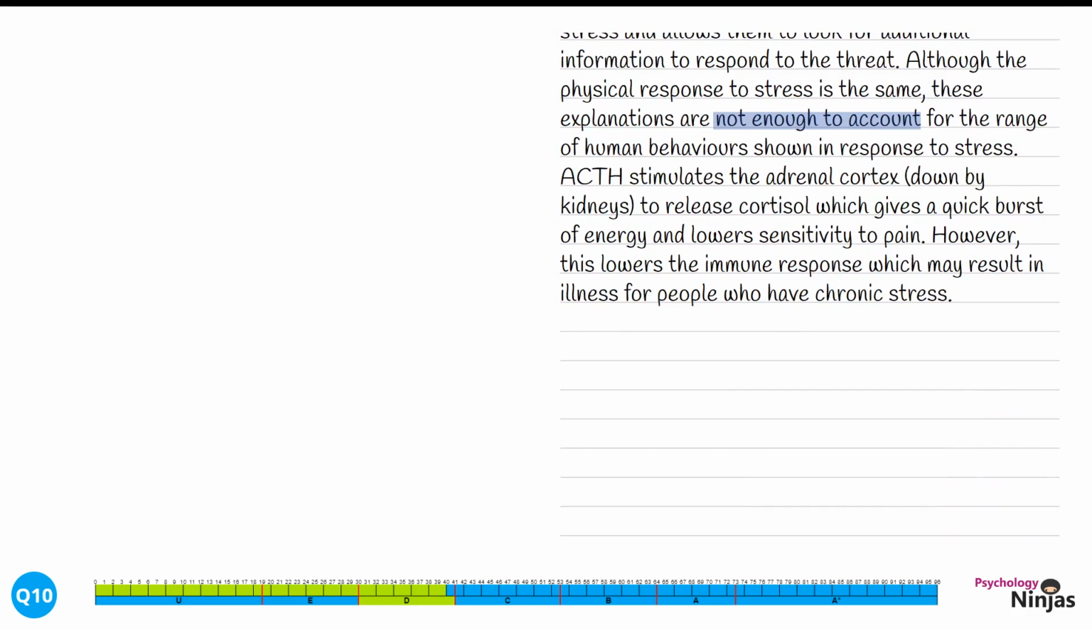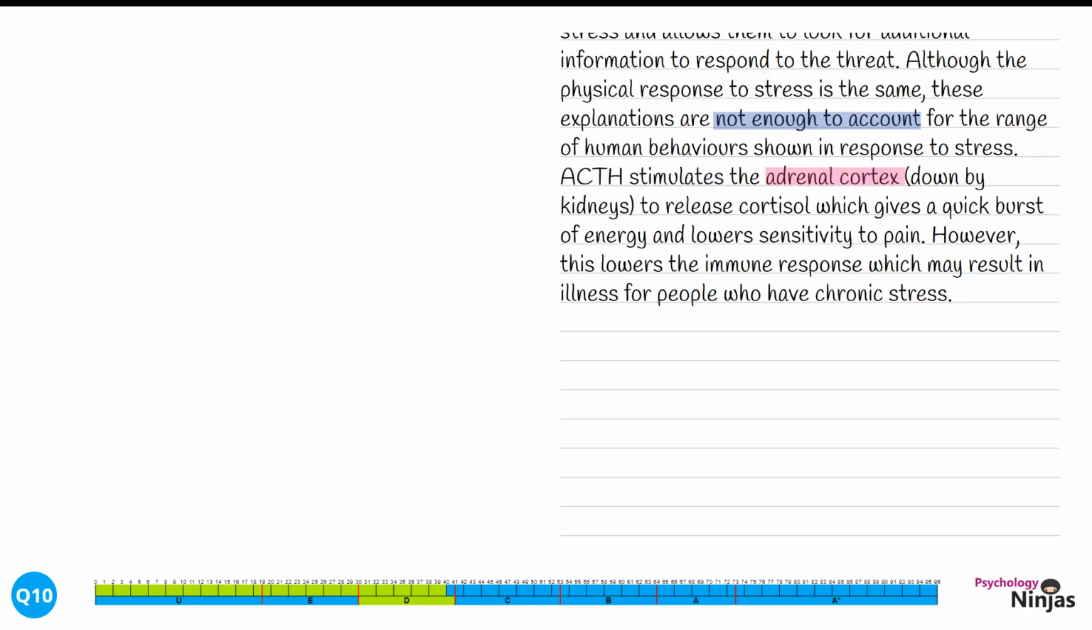ACTH stimulates the adrenal cortex, down by the kidneys, to release cortisol, which gives a quick burst of energy and lowers sensitivity to pain. However, this lowers the immune system, which may result in illness for people who have chronic stress. It's really important that we identify that it's the adrenal cortex involved in the HPA axis. We've clearly explained the response to this within the body, showing our biopsychological knowledge.